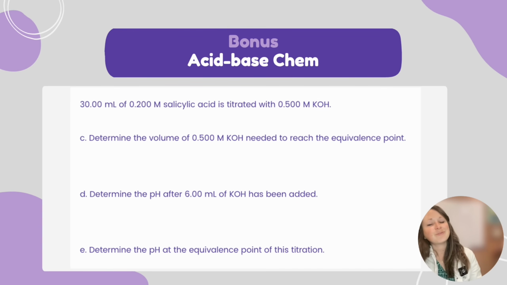All right. So now here's the hard stuff, the titration. So now I have 30 mils of that 0.2 molar salicylic acid. We're titrating that with 0.5 molar potassium hydroxide. With this, we'd still have the chemical formula.